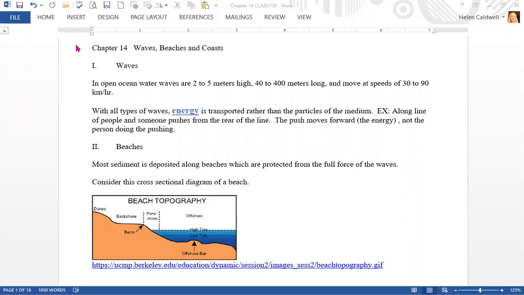So one water molecule bumps into the next water molecule, who bumps into the one next to it. So it's the energy that moves along, not the actual molecules themselves. You can think of people in a line. If somebody at the back of the line pushes, the push might go forward, but he is still at the back of the line. Okay, enough about waves.